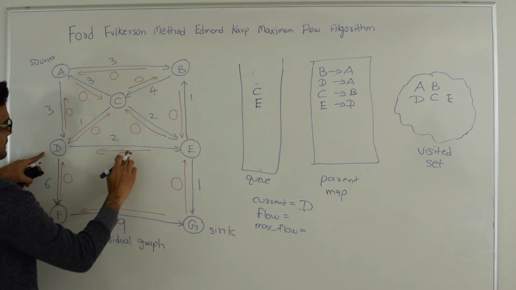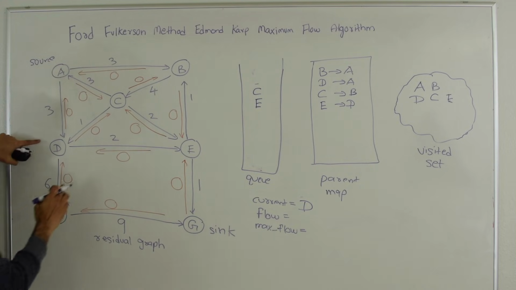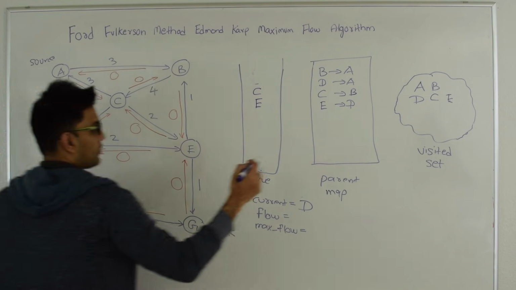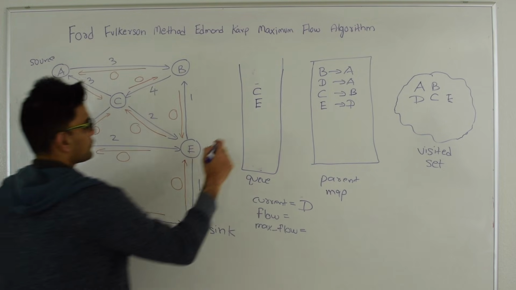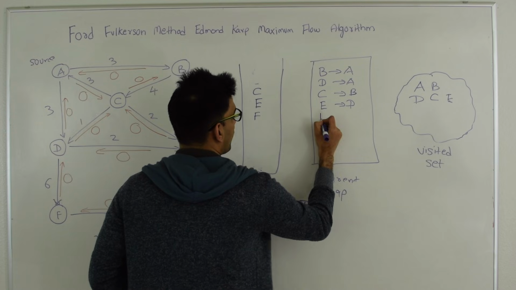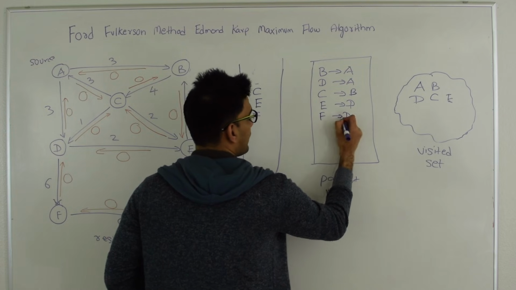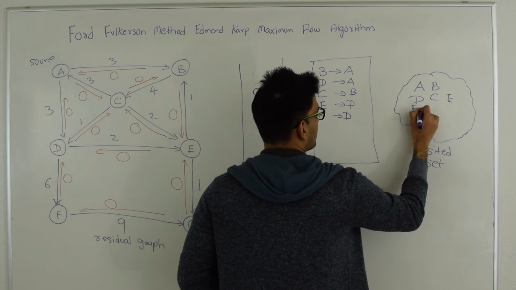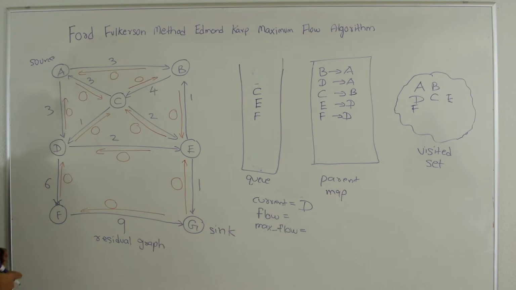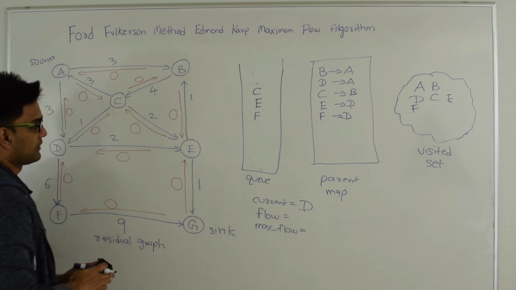So E got introduced by D and the capacity here is greater than 2. Then another neighbor of D which has residual capacity greater than 0 is F, which is 6. So we are going to explore F. We are going to add F to the queue, say that F got introduced by D, and add F to the visited set. Okay, so we are done exploring all the neighbors of D, and we have not yet reached the sink.